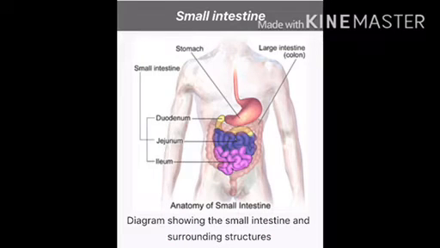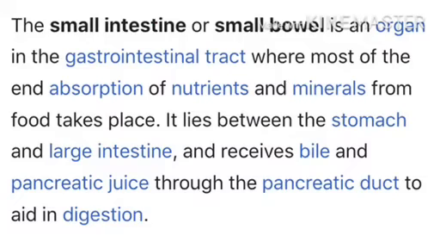This is a small intestine. I want to explain a little bit more about the small intestine in this video. The small intestine, or small bowel, is an organ in the gastrointestinal tract where most of the absorption of nutrients and minerals from the food takes place. It lies between the stomach and large intestine and receives bile and pancreatic juice through the pancreatic duct to aid in digestion.